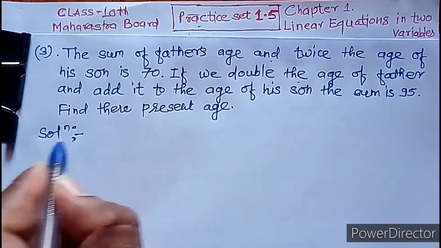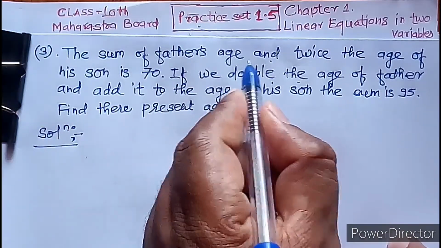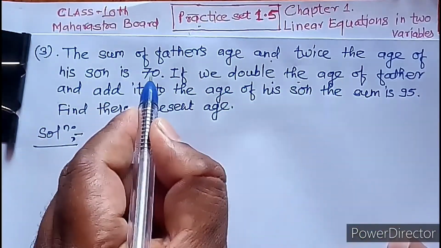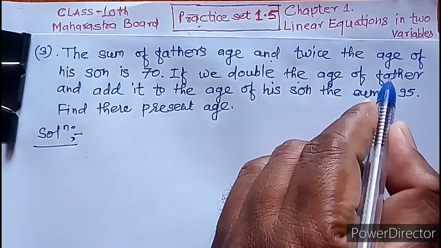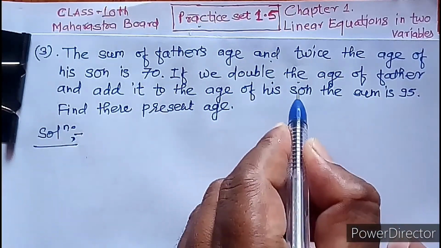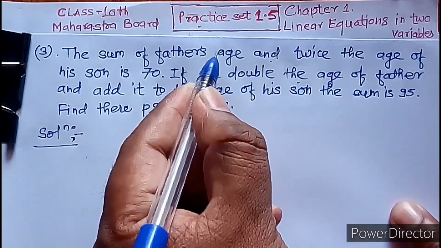Now here two conditions are given. The first condition is that the sum of father's age and twice the age of his son is 70, and the second condition is if we double the age of father and add it to the age of his son, their sum is 95. Means two conditions are provided.